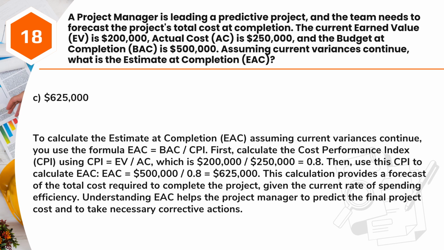$625,000. This calculation provides a forecast of the total cost required to complete the project, given the current rate of spending efficiency. Understanding EAC helps the project manager to predict the final project cost and to take necessary corrective actions.